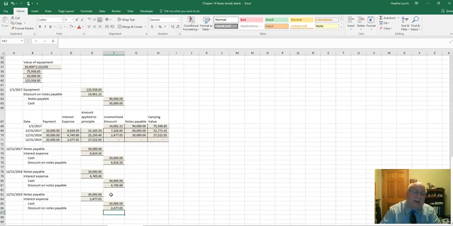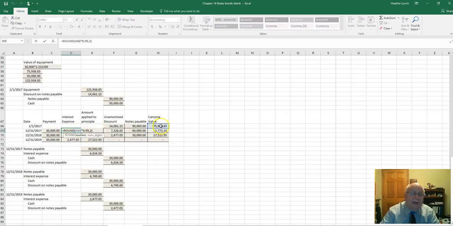Okay, so this is how you do it. You notice this chart's very similar to what we did for the bonds. The difference is notes payable is a gross amount, but it's calculated basically the same way. Interest expense is on the carrying value times 9% is how you find it.